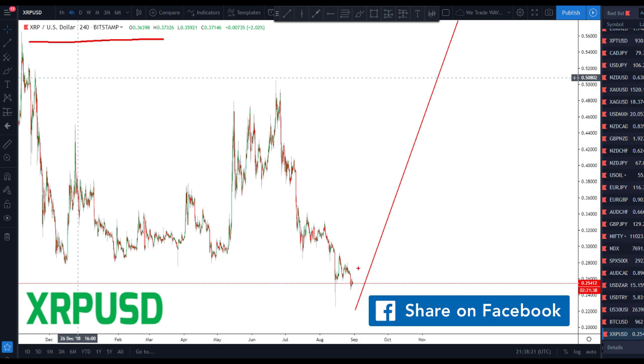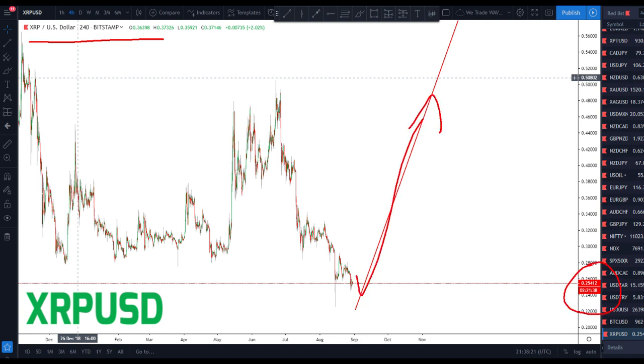XRP, this one at any time, it can shoot up. If you are not in and you need to invest, you can go for this one. It's a good investment and you can double and triple your account in this up move.